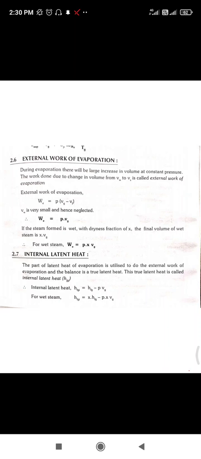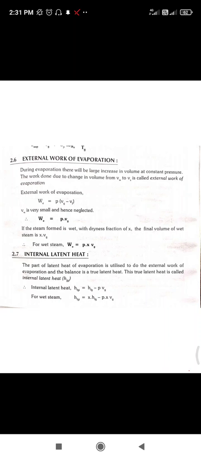The part of the latent heat of evaporation is utilized to do the external work of evaporation. The balance is the true latent heat, known as the internal latent heat. We have this formula for internal latent heat: hfgi is equal to hfg minus P into Vg. Therefore, hfgi is equal to x hfg minus P x Vg.